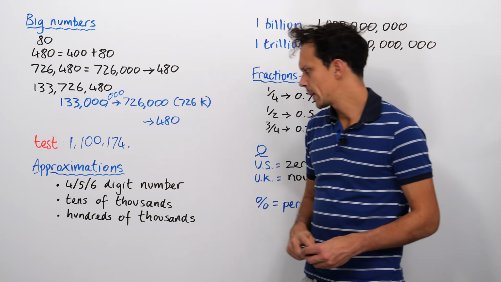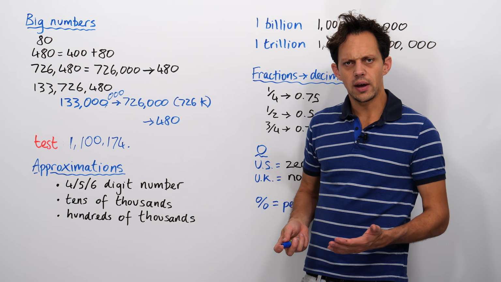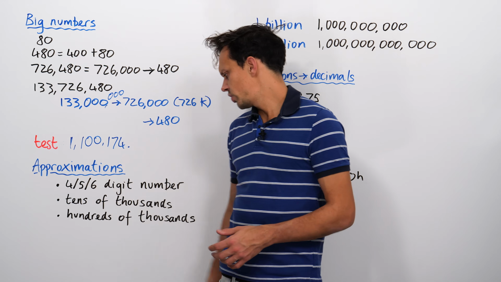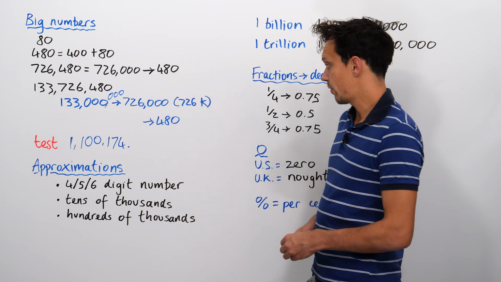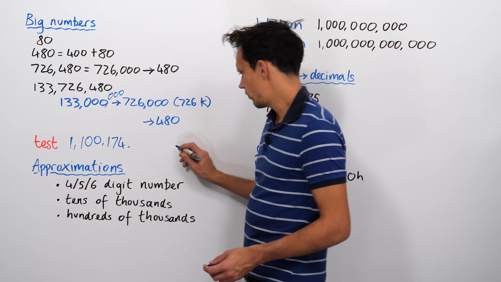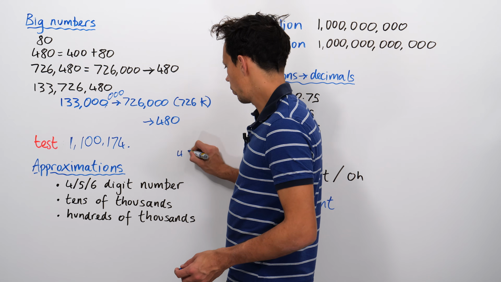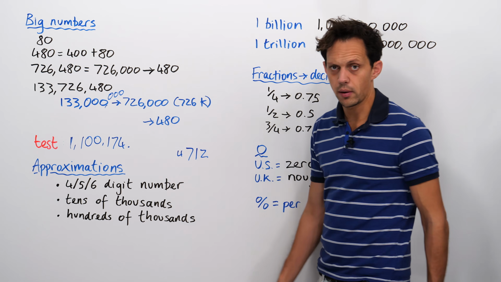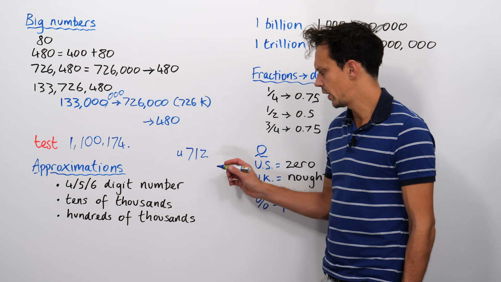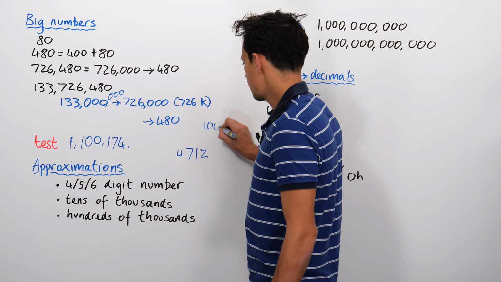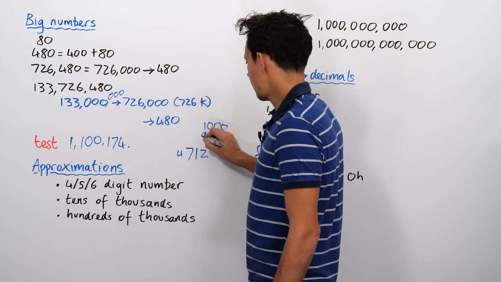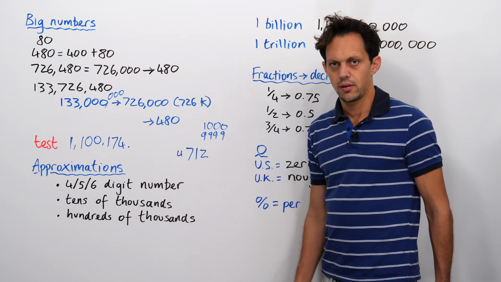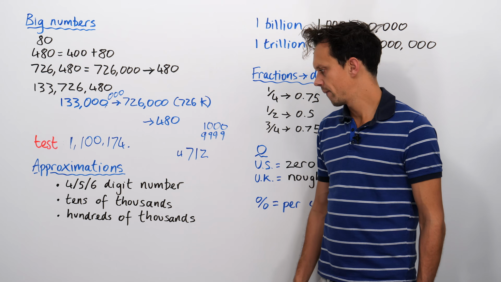Approximations. So we can often just round things up to make it simpler. A 4-digit number is going to have 4 numbers. For example, 4712. Yeah, that's a 4-digit number. So anything between 1,000 and 9,999 is a 4-digit number.